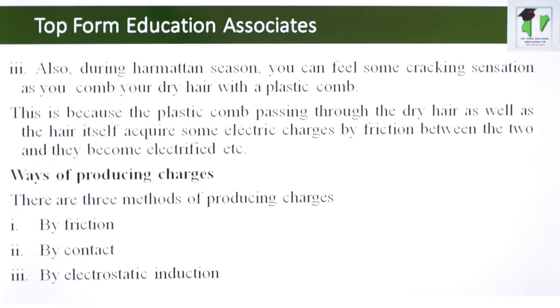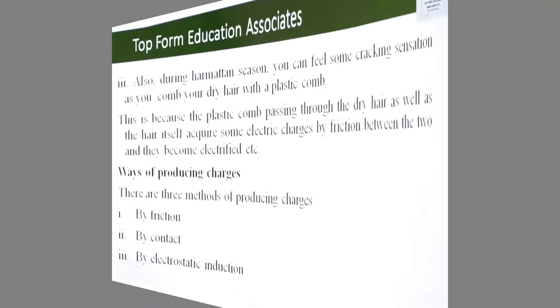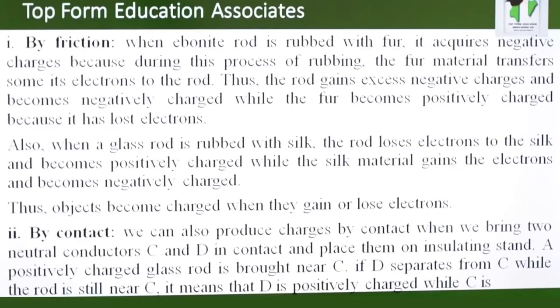Now, ways of producing charges. How can you produce this kind of charges? There are three methods of producing charges. One, by friction. Two, by contact. Three, by electrostatic induction. These are the three main methods of producing electric charges. The first one is by friction. Now, how do you go about this?